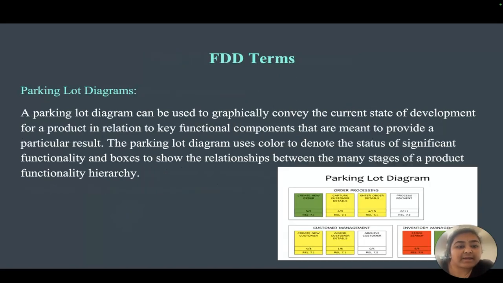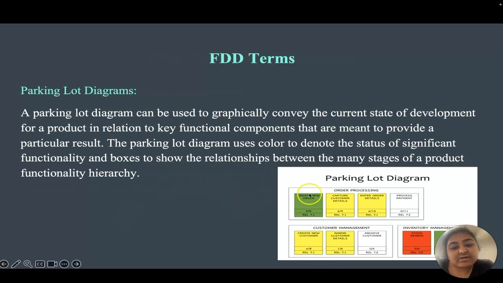Next will be the parking lot diagram. Parking lot diagrams are used to graphically convey the current state of the development of the product into key functional components that are meant to provide a particular result. The parking lot diagram uses color to denote the status of the significant functionality and boxes to show the functionality between the many stages of the product functionality hierarchy.